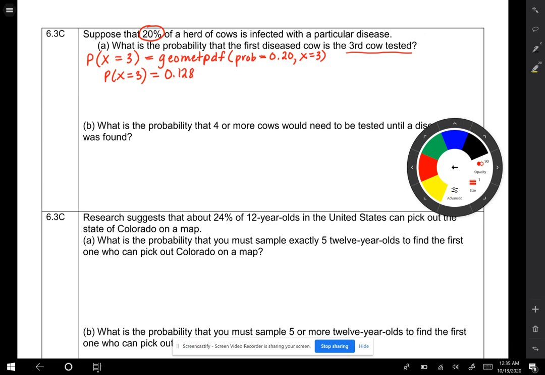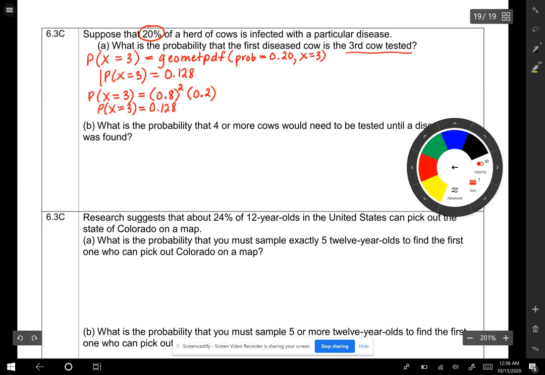If you didn't want to use a calculator and wanted to do it by hand, well, you'd still use a calculator to multiply, but if you didn't want to use the distribution menu, you could use the formula on your formula sheet. So that'd be 0.8, the first one is a fail, and the second one is a fail, so 2 fails. On the third one, the success would be 0.20. So the probability is still the same, and that would be 0.128. It doesn't matter how you do it; you could do it either way.